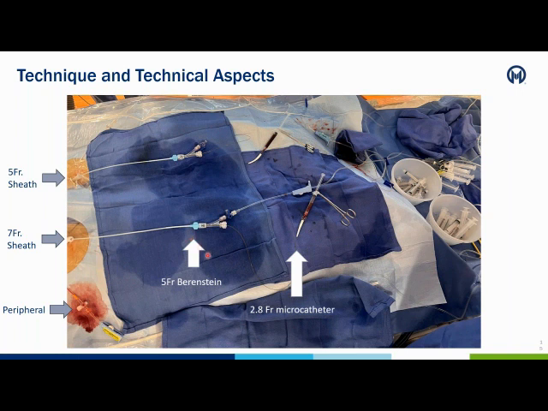Then we use a 5 French Berenstein catheter that is almost like a guide. It's a diagnostic catheter that we use as a guide catheter to navigate all the way up to the internal jugular vein. And we do that on both sides, and then we telescope a 2.8 French microcatheter through that 5 French Berenstein, and that's the catheter that's going to be inside the petrosal sinus for the blood sample.